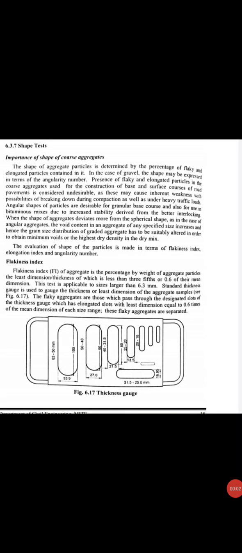The next one is shape test. There are two types of shape test. You know that one is elongation and the second one is flakiness index. The importance of shape of coarse aggregate.